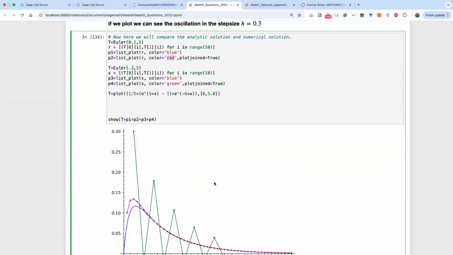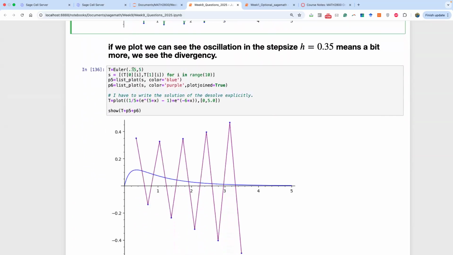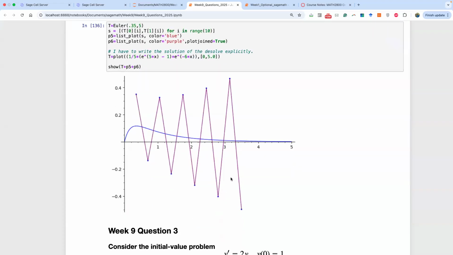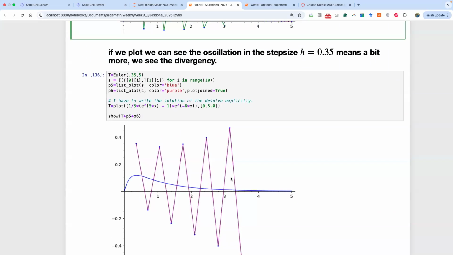Now, if I take a step size of more than 0.3, like 0.35, actually more than 0.33, so if this one is the analytic solution, your numerical method using the forward Euler method is diverging rather than converging. It's diverging. Okay, this one was for question 2 for complete explanation.